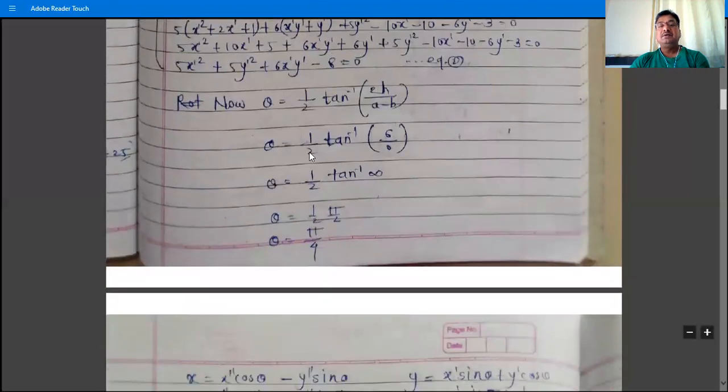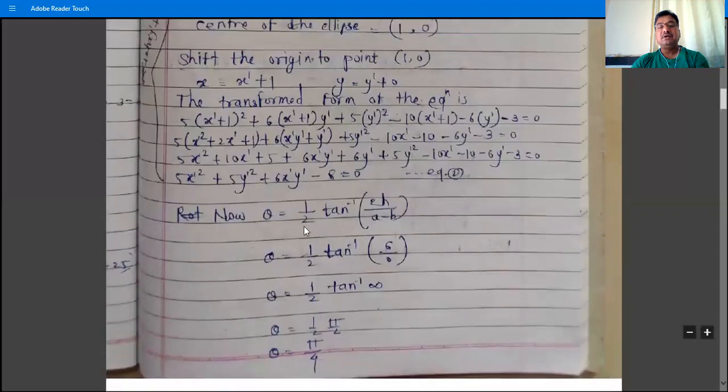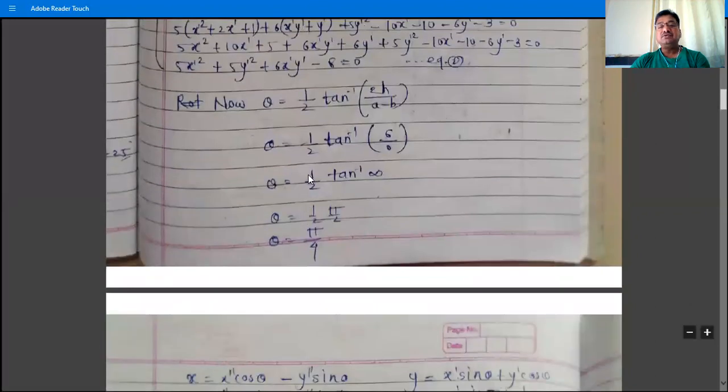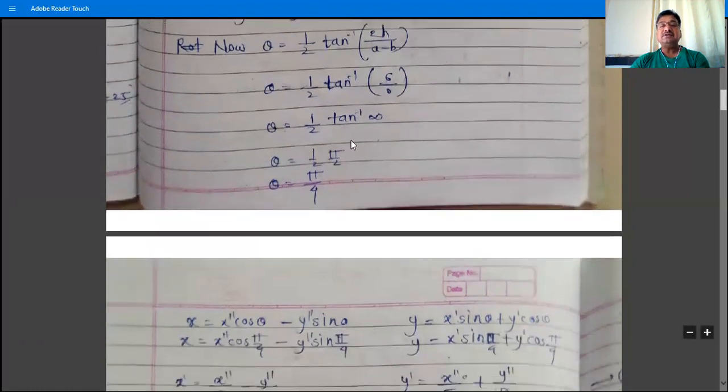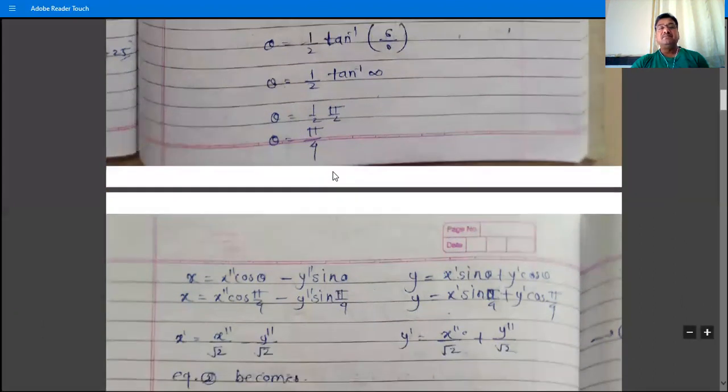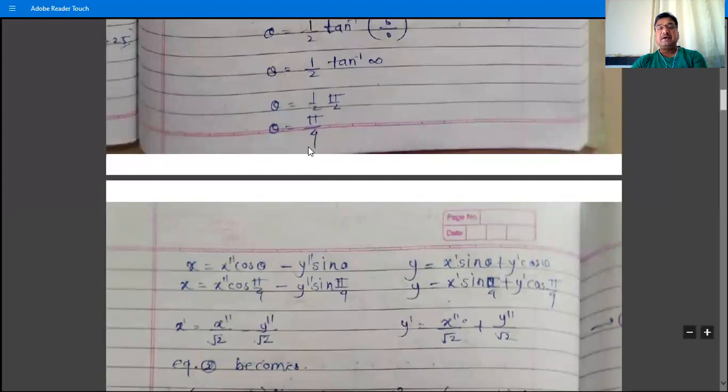So 2h is 6 and a minus b is 0, because 5 minus 5 is 0. A is 5, b is 5. And so 1/2 tan inverse 6 by 0, something divided by 0 is infinity. And tan inverse infinity is pi by 2. If you observe the table, then tan of pi by 2 is infinity, tan of 90 is infinity. So tan inverse infinity is pi by 2. And so we have the answer theta is pi by 4.